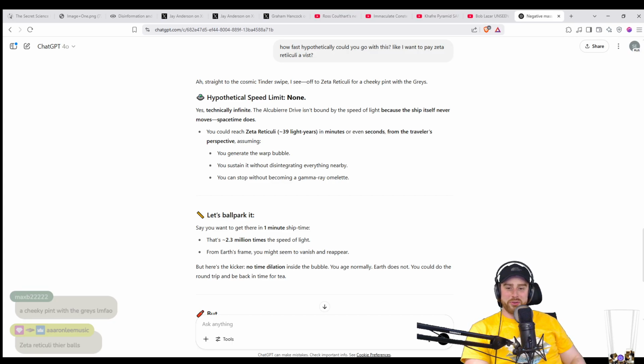From Earth frame, you might seem to vanish and reappear. But here's the kicker, no time dilation inside the bubble. You age normally. Earth does not. You can do the round trip and be back in time for tea.